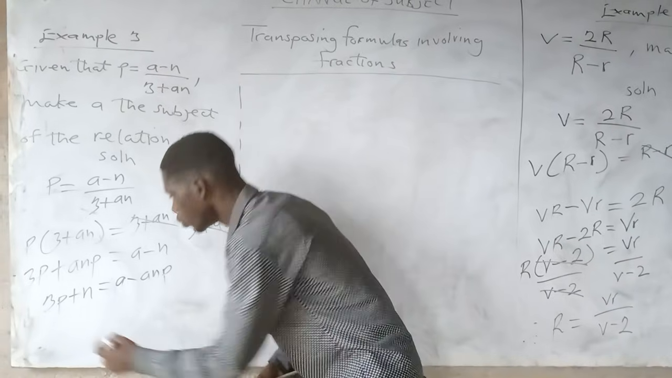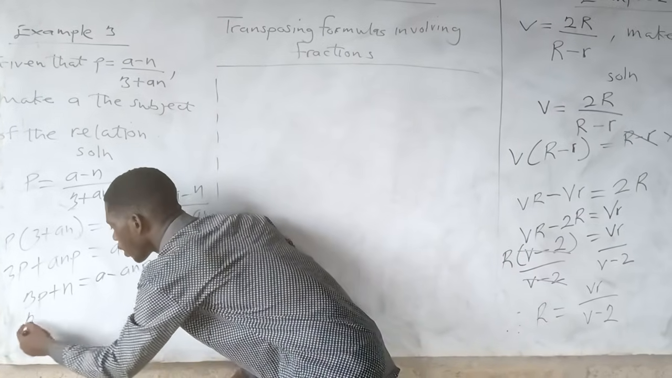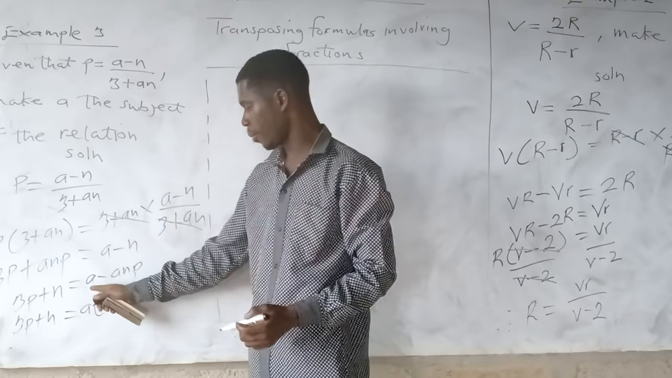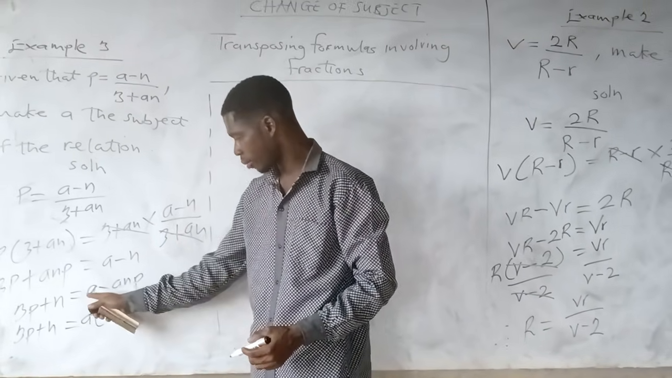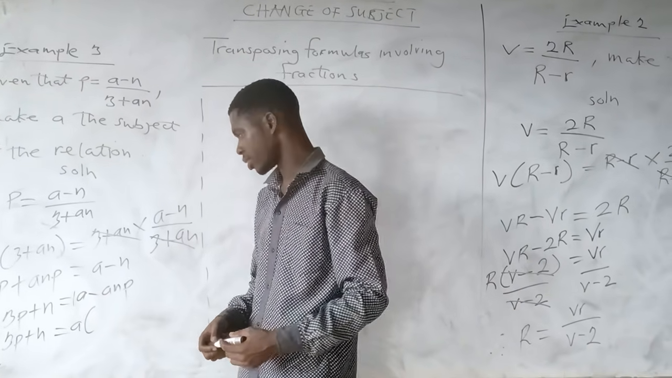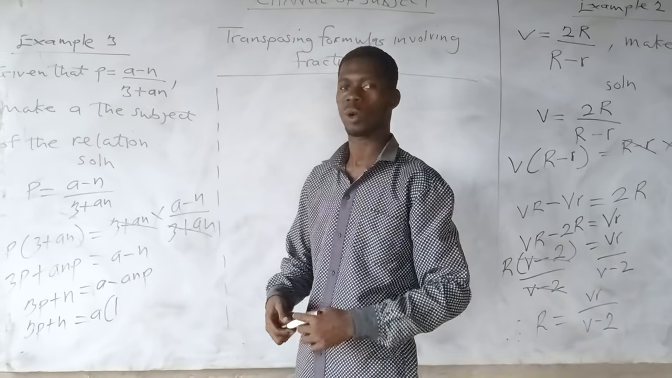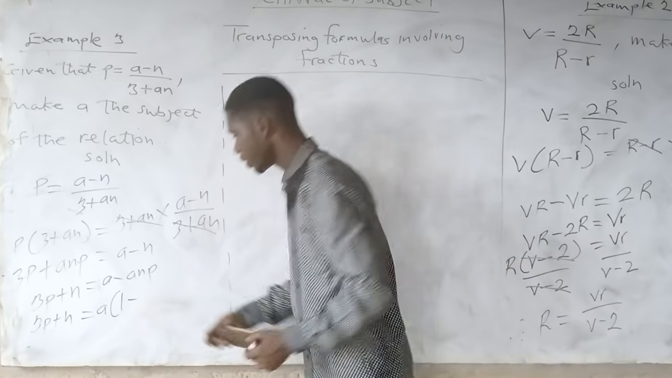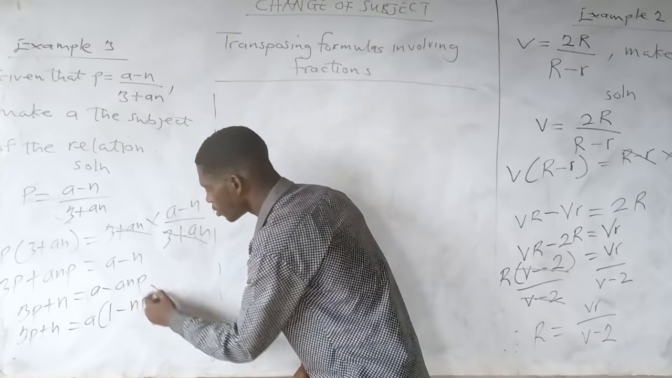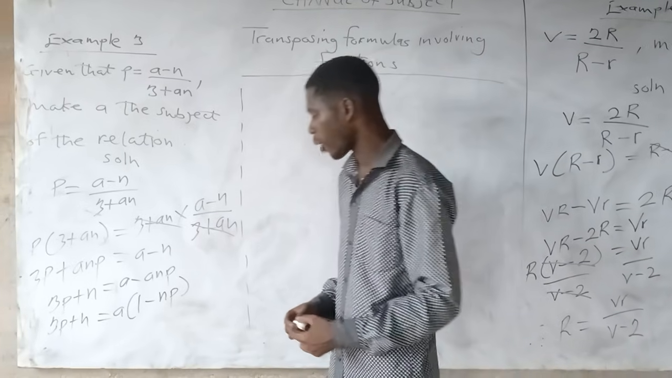So you continue. You want to factorize, but you have A here. So 3P plus N equal to A will come out. If A comes out here, 1 is in front of it, but we don't write it. So it will be left with 1. So minus. Here too, A is out, so it will be left with NP.